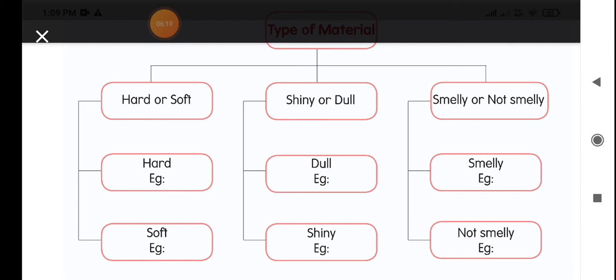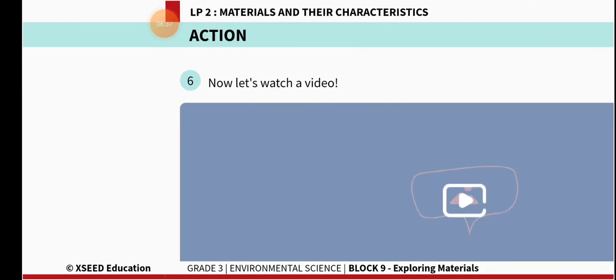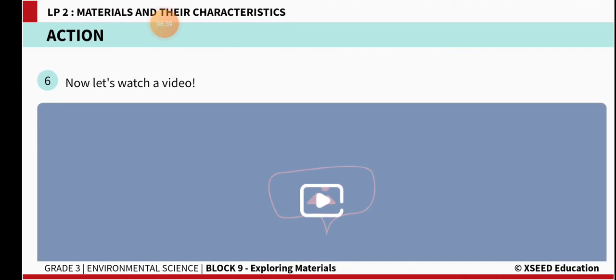You can give only examples here. You have to fill this table and forward the picture to me. This is your activity. When you are able to do this activity, you can get confidence that you understood this particular lesson. And now, to understand more about the lesson, we'll see one video.